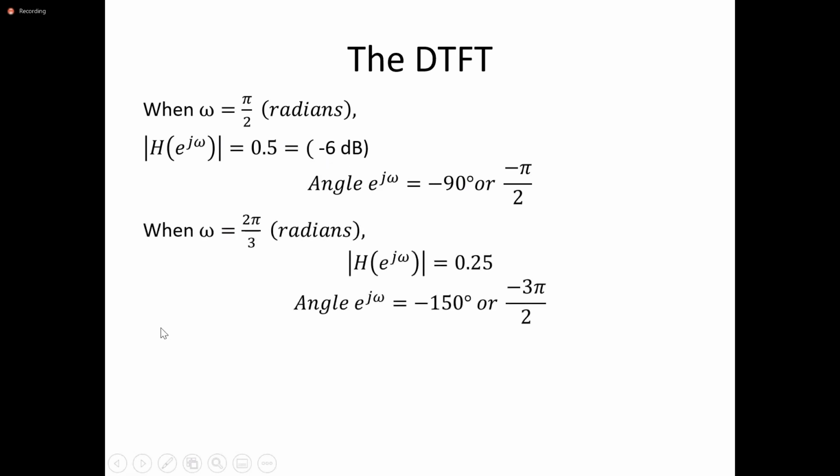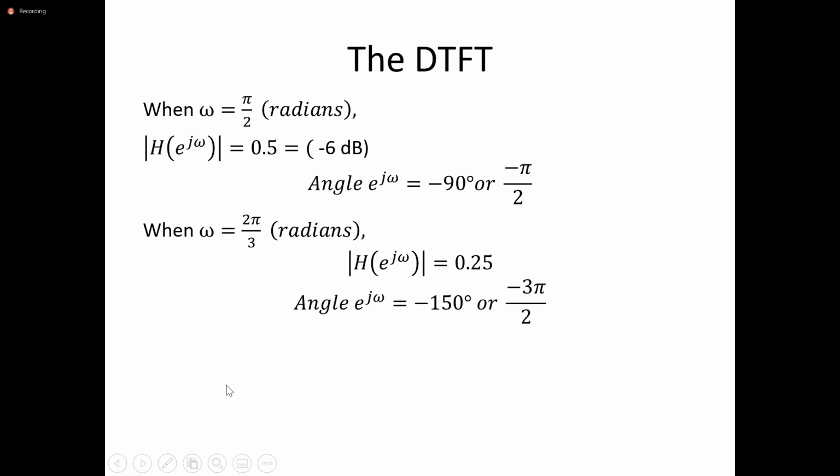And then I think we'll do 2 more. This one, 2 pi over 3, we get a gain of 0.25. So what we're seeing is that we started with a gain of 1, and then it's coming down: 0.75, 0.5, 0.25.